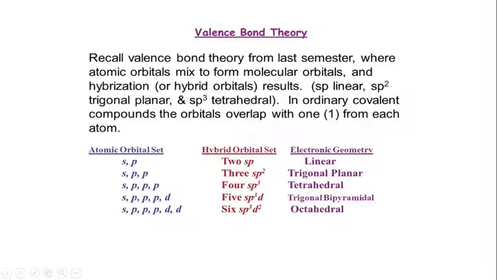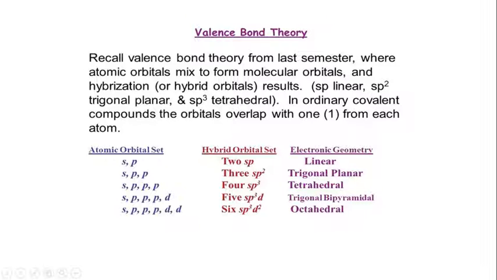Then when it comes to involvement of d orbital, suppose you have one s orbital and three p orbitals and one d orbital, there are a total of 5 hybrid orbitals of sp3d hybridization. Then you have the electronic geometry of trigonal bipyramidal.